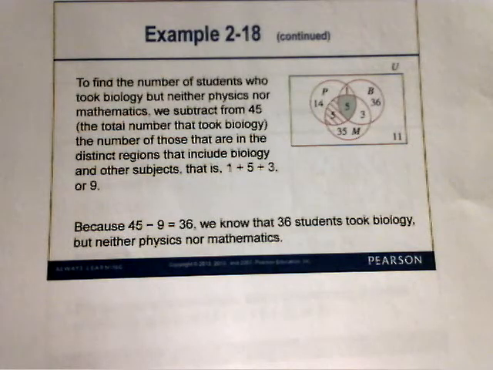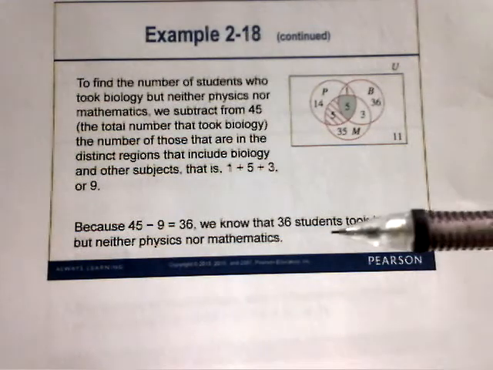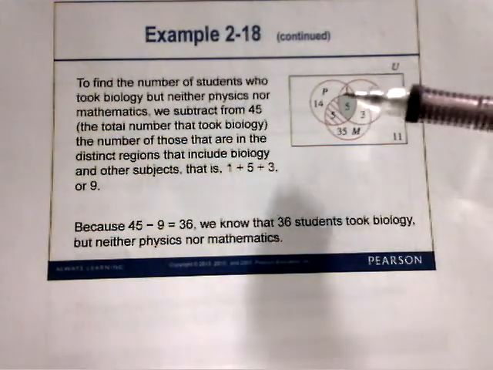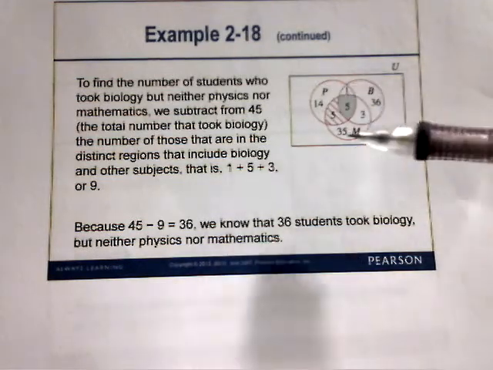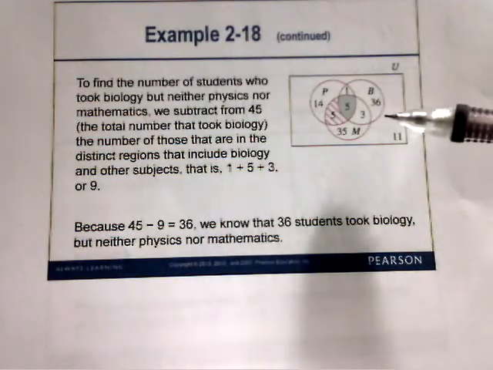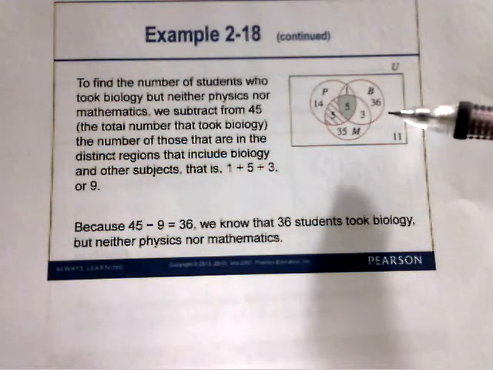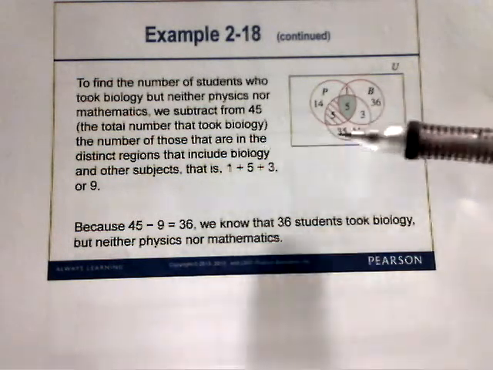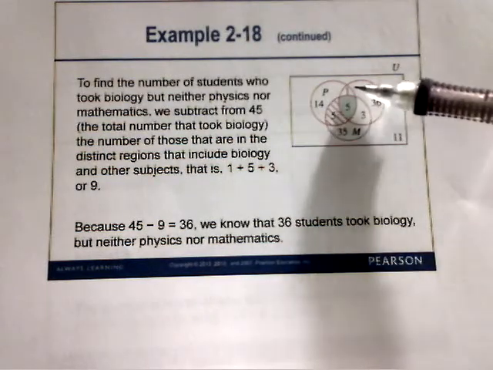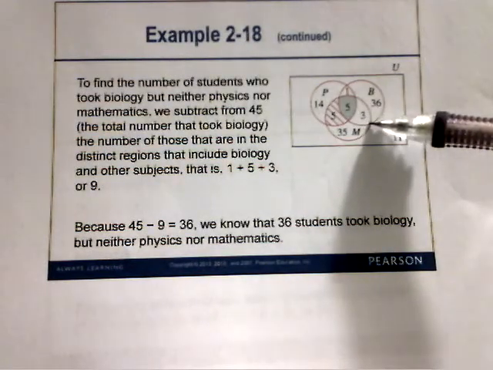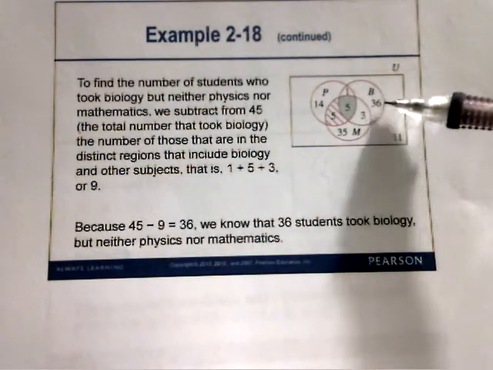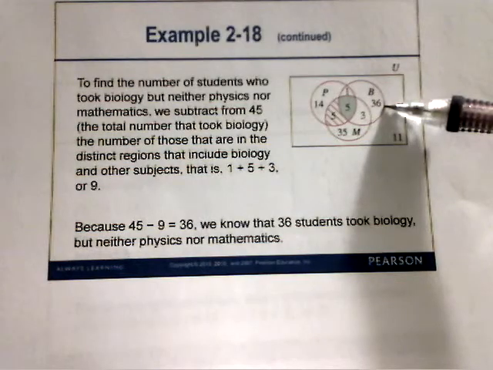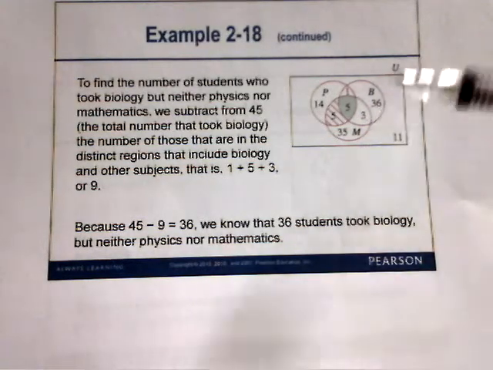And then to find the number of students who took biology but neither physics nor mathematics, we subtract 45, which is the total number of students that took biology. That's this right here. Okay, and we count up the distinct regions here, like the 1, the 5, and the 3. Add those up, that gives you 9. Subtract 45 minus 9, you're going to get 36. So we know 36 students took biology, but neither physics nor mathematics.